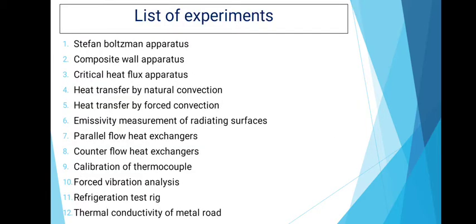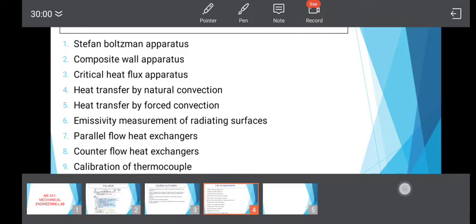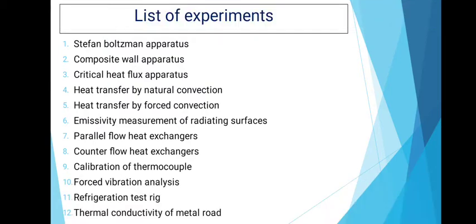These are the 12 experiments that you are going to do in your lab sessions. First one is the Stefan Boltzmann apparatus, in which you have to find out the Stefan Boltzmann constant for radiation heat transfer. And the second one is the composite wall apparatus.